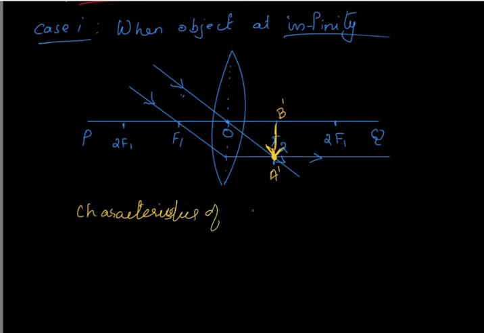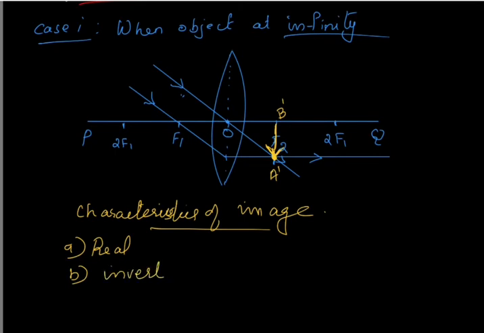Characteristics of image. In the first case, that is when the object is at infinity, you find that the image is a real image. Real image means the image formed is due to the actual intersection or actual meeting of two refracted rays. The second point is it is inverted. And the third point is it is highly diminished. It is very much small compared to the object. Okay, so these are the characteristics of the image that we get when the object is at infinity.